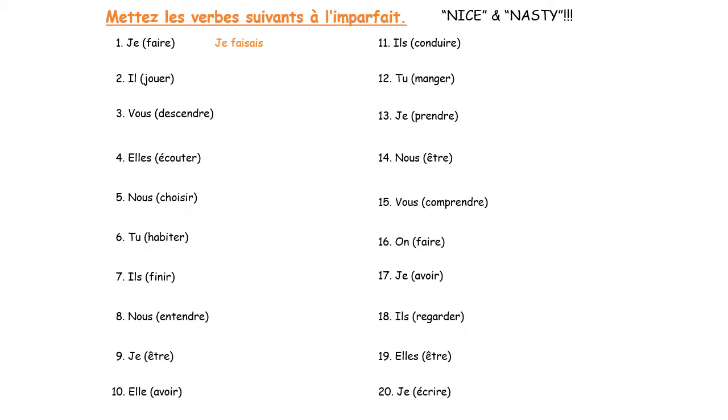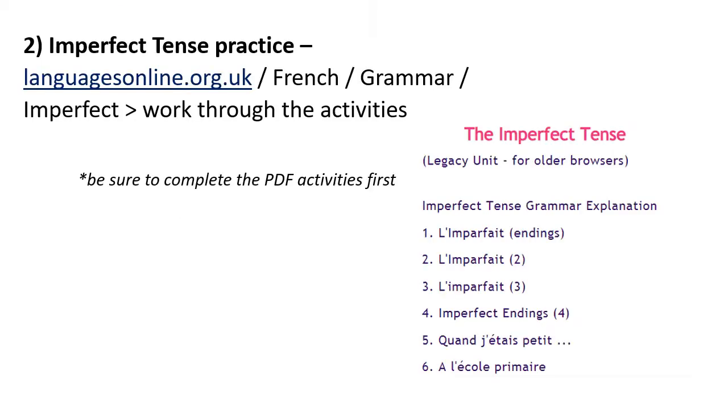Okay, once you've completed those three activities, then there's a little bit more of an interactive activity or series of activities for you to do. Go to languagesonline.org.uk. It's a website that you've no doubt all used before. Find the grammar section in French, and there will be an activity called the imperfect tense. Click on that, and there are a series of different exercises to do. Work through them for 10 or so minutes. Okay, and this should be enough to take you to the end of the lesson.